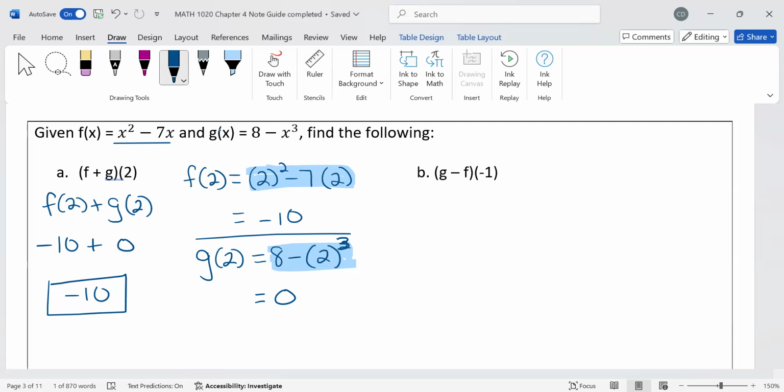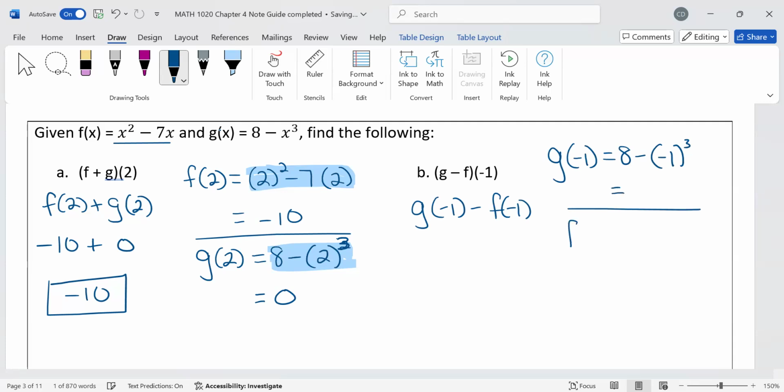All right, so part B, be careful now because they don't have f minus g, they have g minus f. So that's g of negative 1 minus f of negative 1. So let's find g of negative 1. The negative 1 needs to be in the parentheses. The cube needs to be on the outside.